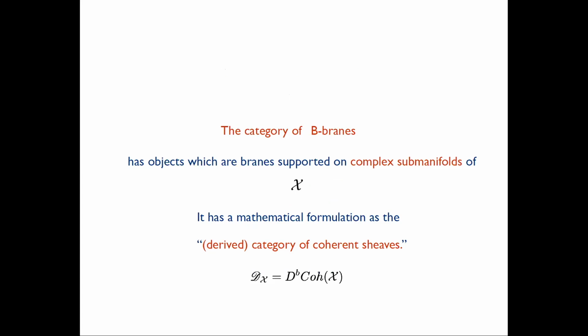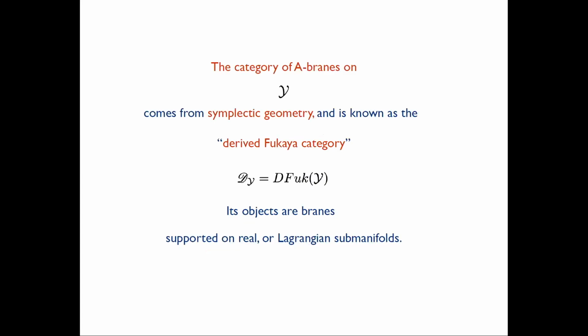The category of B branes has objects which are branes supported on complex submanifolds of X. It has a precise mathematical formulation, which goes under a pretty terrible name: the derived category of coherent sheaves. But what they are is just B-type branes. And the whole structure of derived categories is what you need to describe what we physicists mean by a brane and its behavior. The category of A branes comes from symplectic geometry. It's known as the derived Fukaya category, and its objects are branes supported on real or Lagrangian submanifolds.